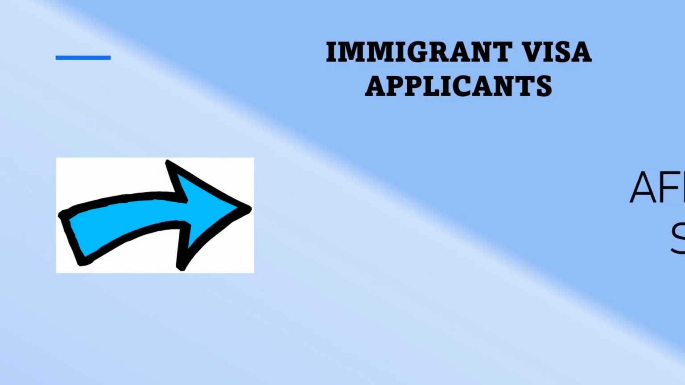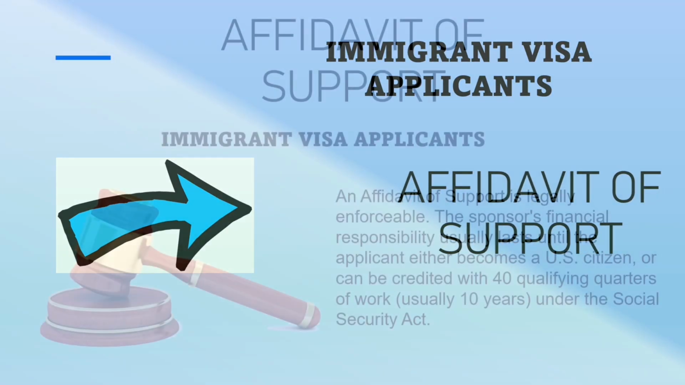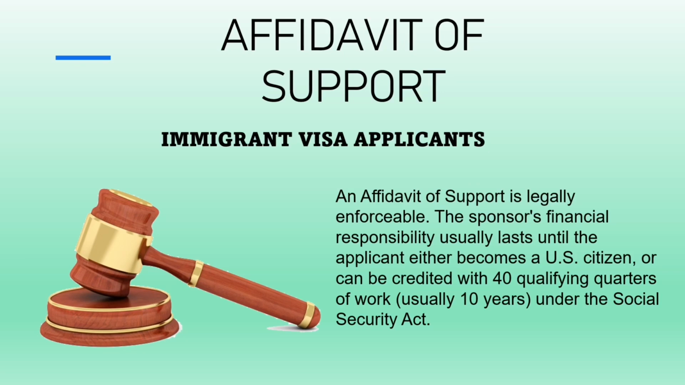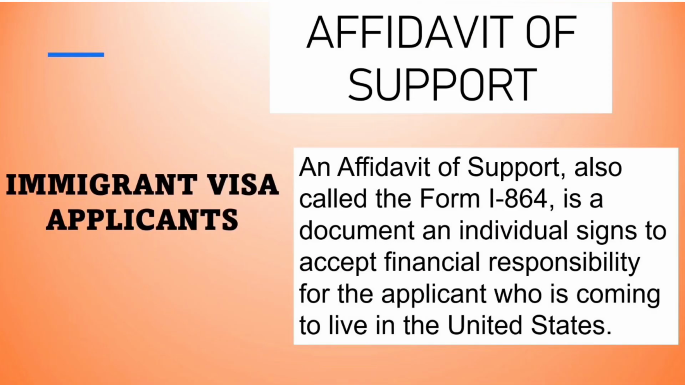For immigrant visa applicants, you must use the Affidavit of Support. The Affidavit of Support is legally enforceable. This means that the sponsor's financial responsibility usually lasts until the applicant either becomes a U.S. citizen or can be credited with 40 qualifying quarters of work under the Social Security Act. An Affidavit of Support, also called the Form I-864, is a document an individual signs to accept financial responsibility for the applicant who is coming to live in the U.S.